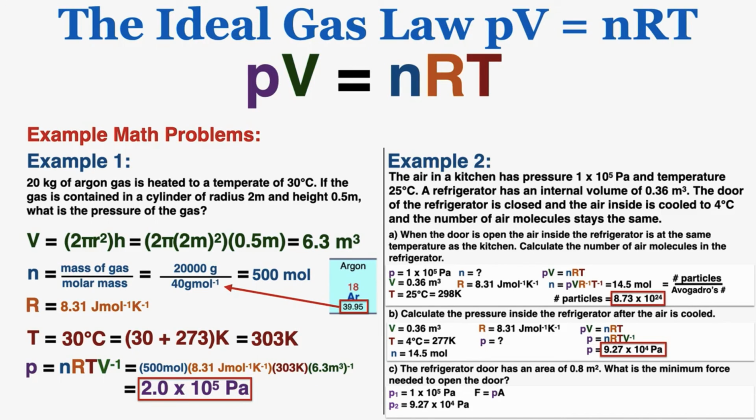Rearranging the pressure equation gets me force equals pressure times area. So the force from the outside is 8 times 10 to the 4th newtons, and the force from the inside is 7.42 times 10 to the 4th newtons.